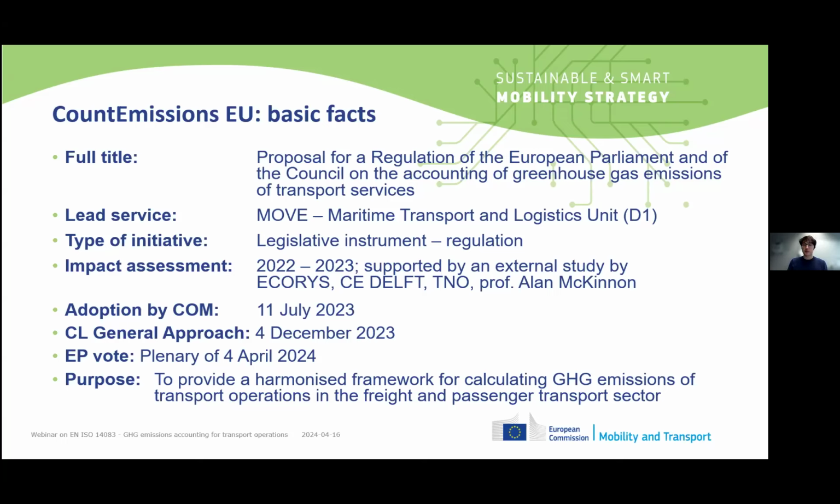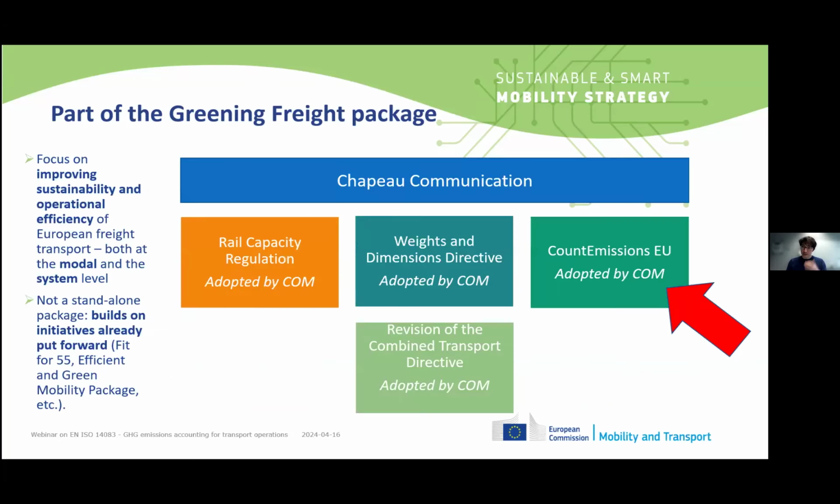The main purpose of CountEmissions is to provide a harmonized framework for calculating the greenhouse gas emissions of the transport operations, what we call transport services, where by transport services we mean transporting freight or passengers from an origin to a destination, implying multiple transport chain elements requiring both transport operations and hubs or operations.